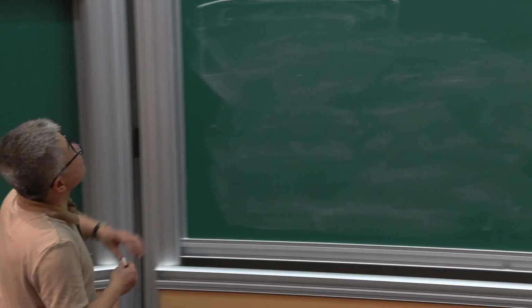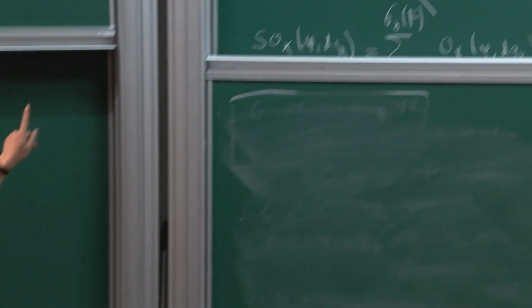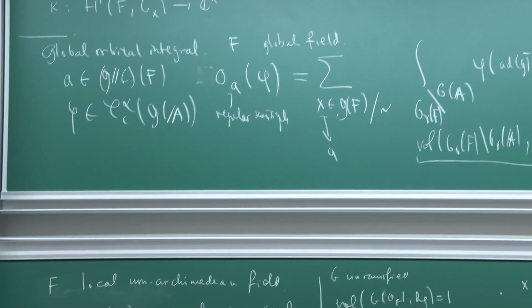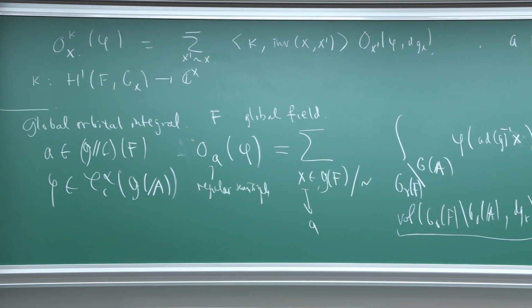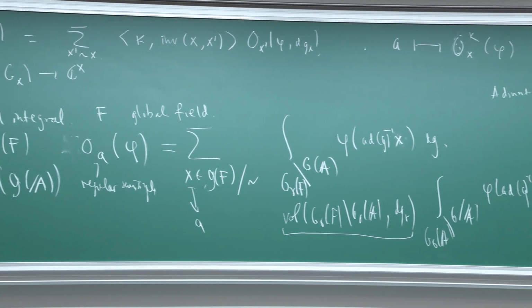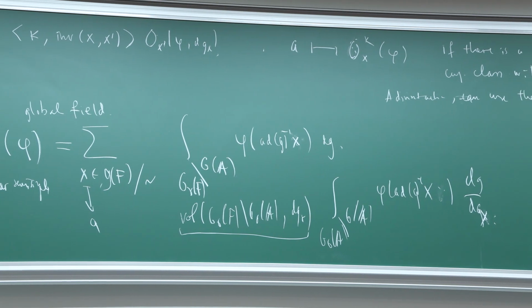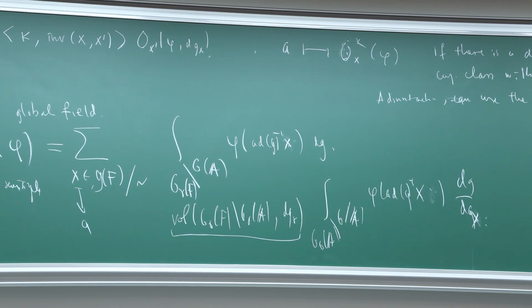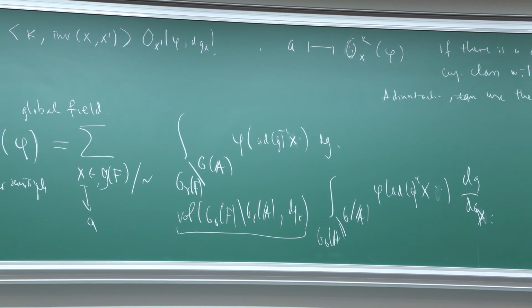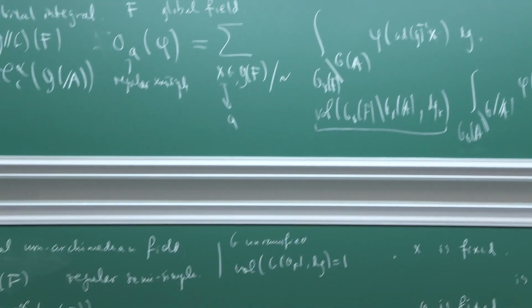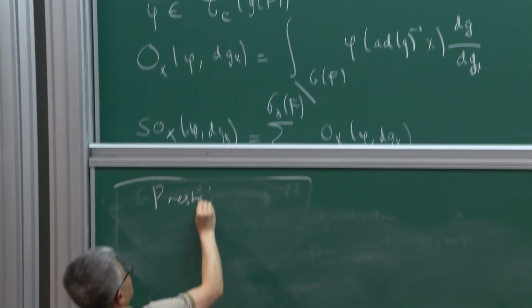So again, this is a function of phi. This is not a stable invariant distribution. But as Tasso explained this morning, you can actually write this thing as a sum of things that have some kind of quantum stabilization.